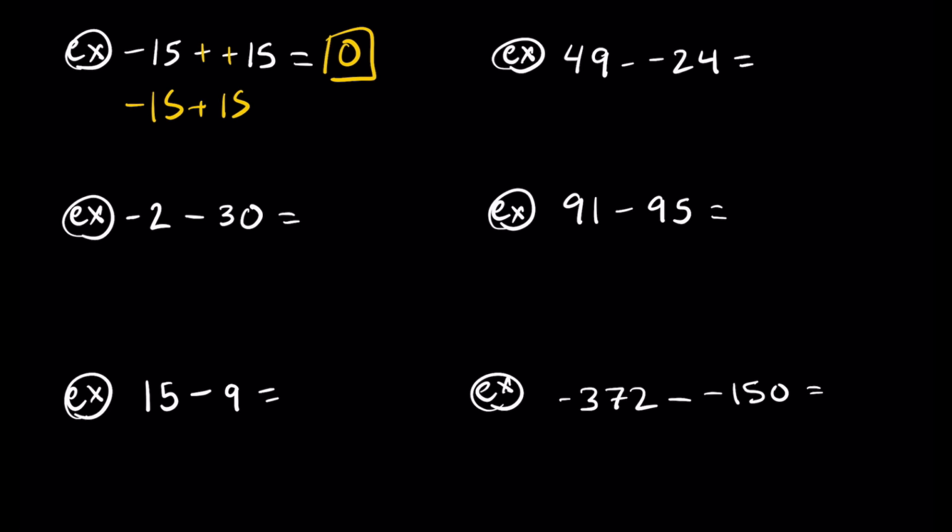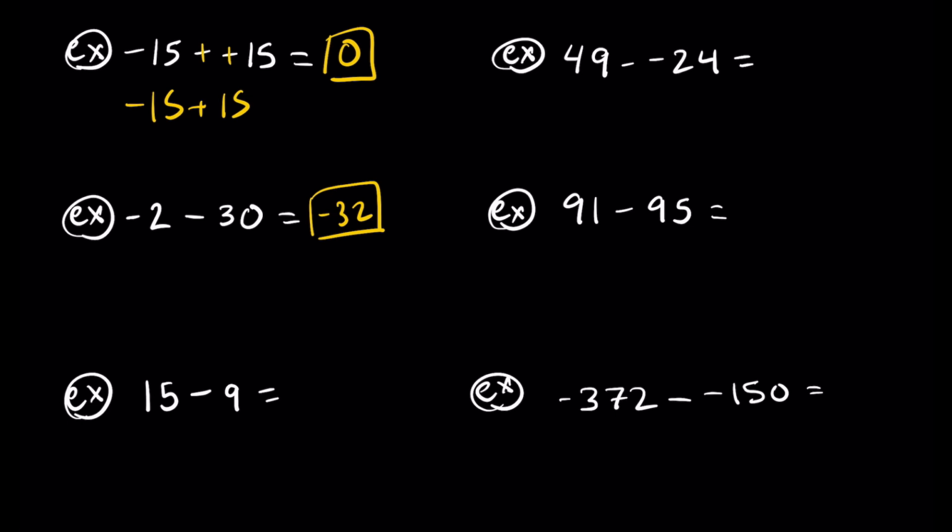-2 minus 30. I lost $2, and then I lost $30 more, or you can think of it as I spent $2, and then I spent another $30. So that means I have spent a total of $32 today. I'm minus $32 from my wallet.